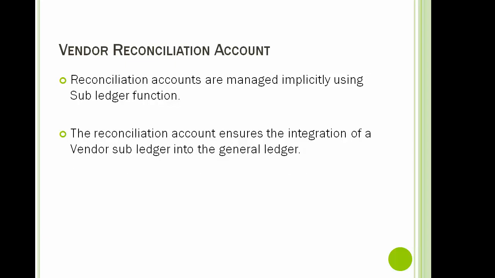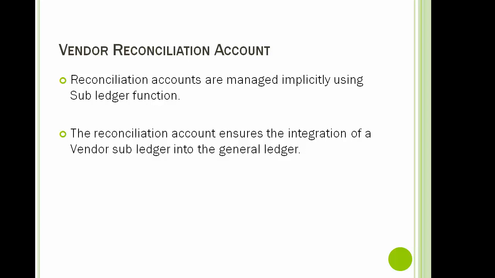Vendor tolerance account. Sorry, vendor reconciliation account. Reconciliation accounts are managed implicitly using the subledger function. The reconciliation account ensures integration of the vendor subledger into the general ledger. More often, reconciliation accounts are managed implicitly using the subledger, as said. When you post transactions to a subsidiary ledger, which is termed as subledger over here, like the vendor subledger, the system automatically posts the same data to the general ledger. It automatically posts to the general ledger because we assign that reconciliation account to the vendor subledger. That is why it automatically posts to the general ledger.